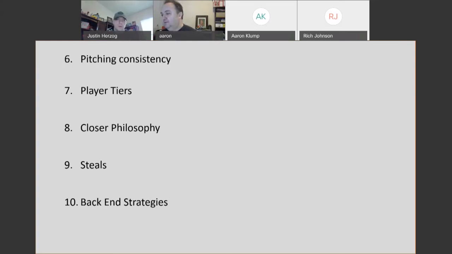Yeah, so going on to the next one, player tiers. This is kind of more of a secondary strategy. Earlier we touched on, for rotisserie leagues, knowing your target number for each category. And that's kind of step one.